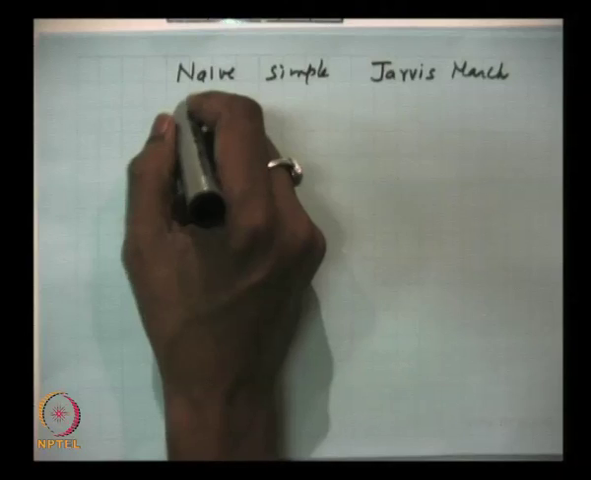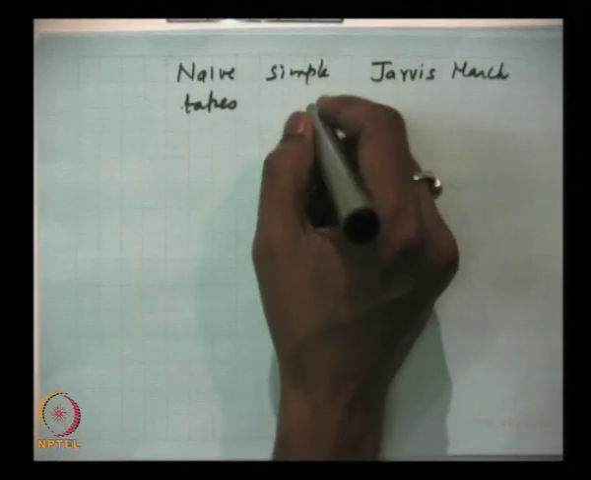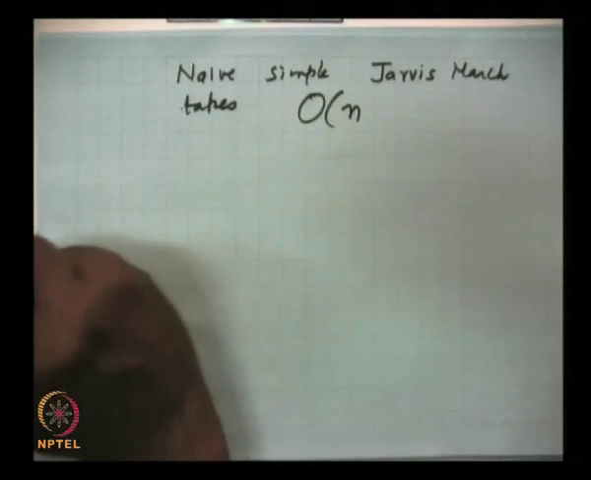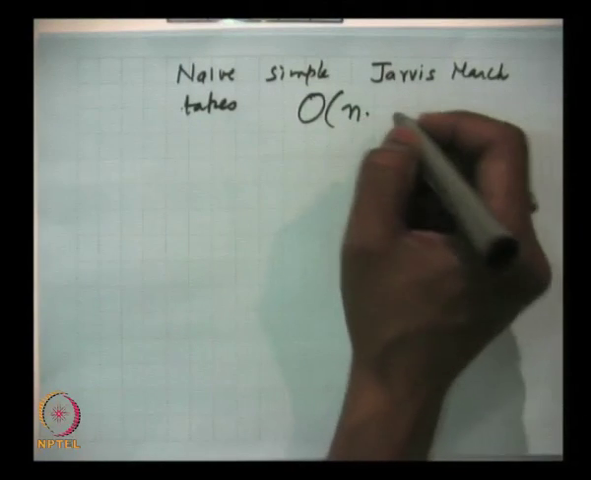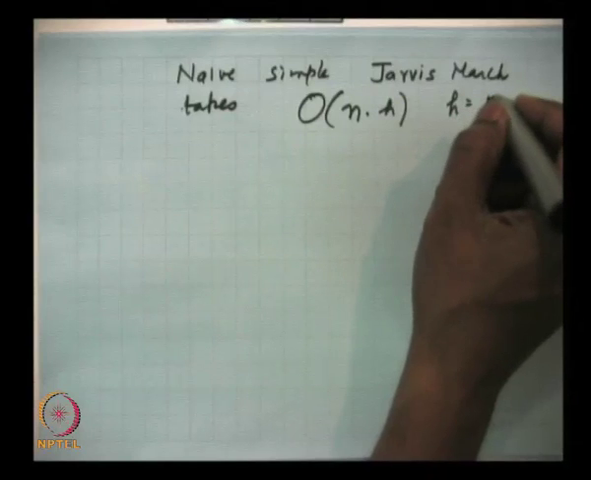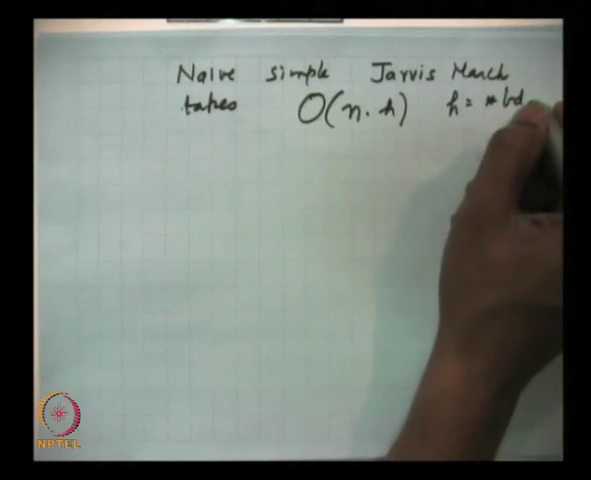Jarvis's march takes order... So, I will actually be more precise in writing this. I will say it takes n times h, where h is the number of boundary points.